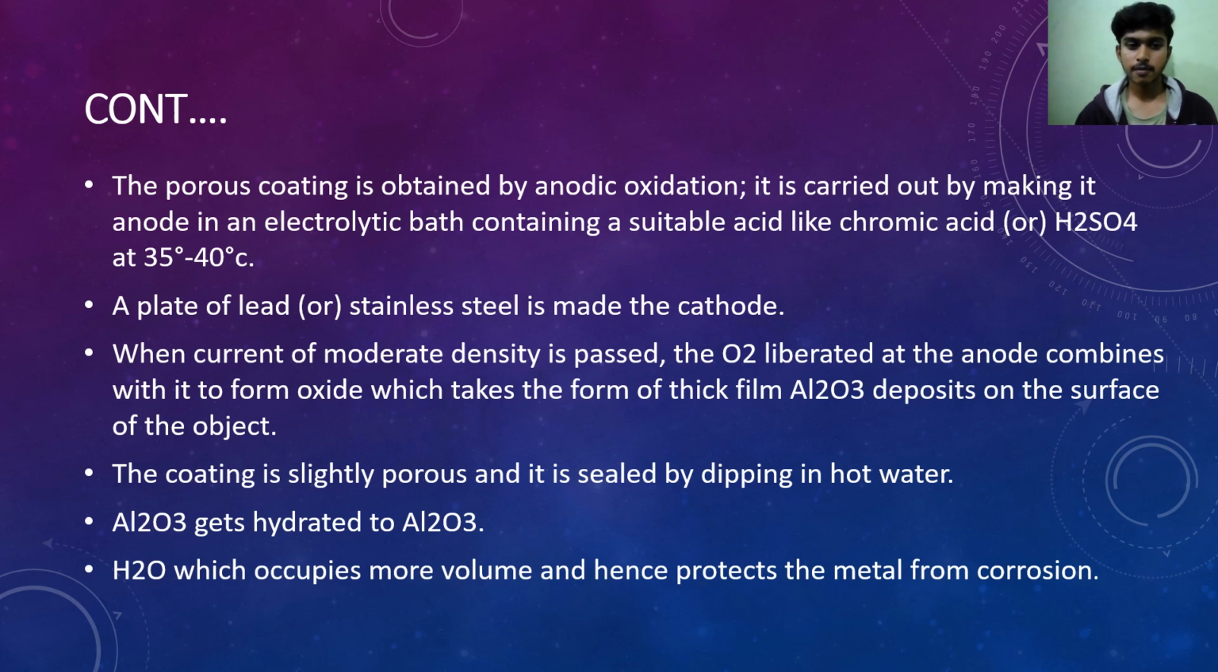Next, a plate of lead or stainless steel is made the cathode. When current of moderate density is passed, the O2 liberated at the anode combines with it to form oxide, which takes the form of a thick film of Al2O3 deposited on the surface of the object. The coating is slightly porous and it is sealed by dipping in hot water. Al2O3 gets hydrated to Al2O3.H2O, which occupies more volume and hence protects the metal from corrosion.